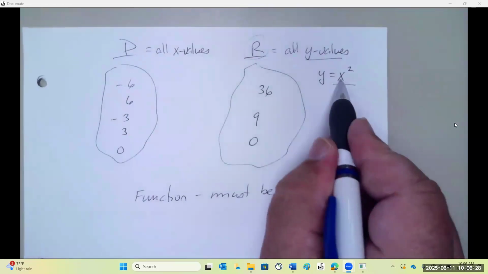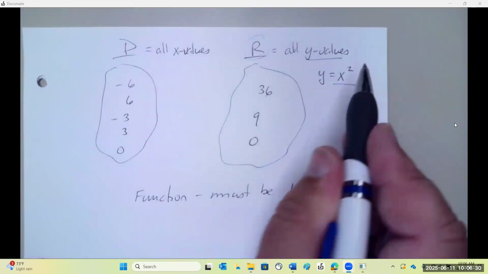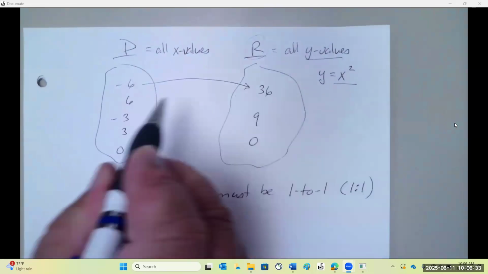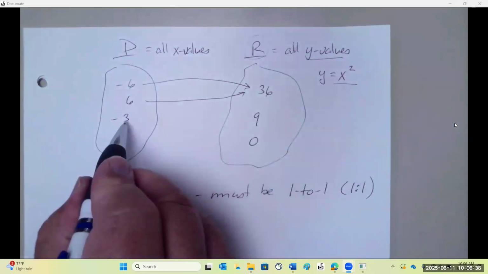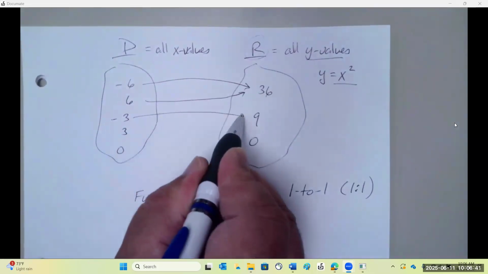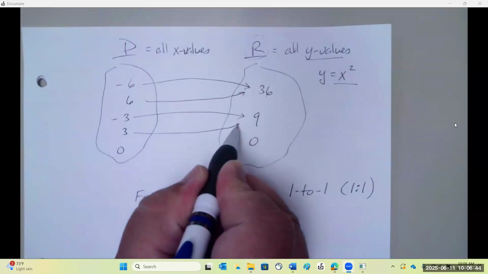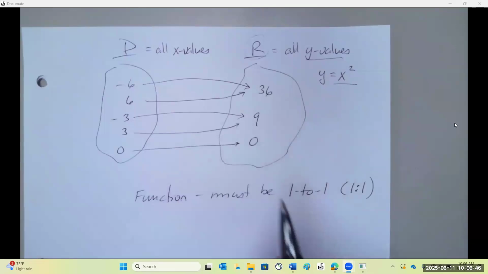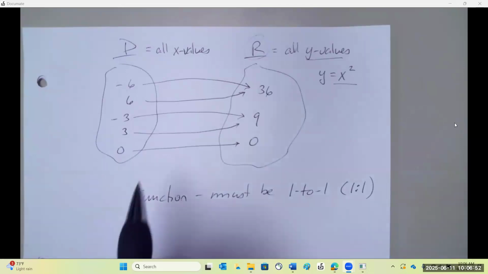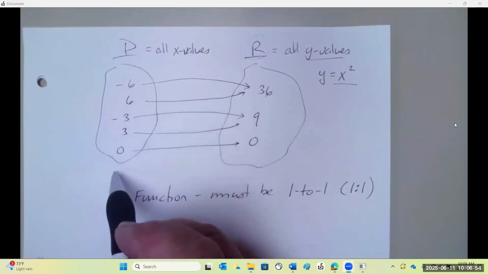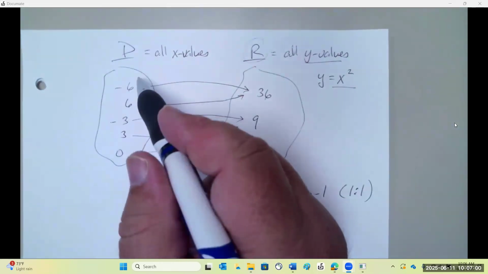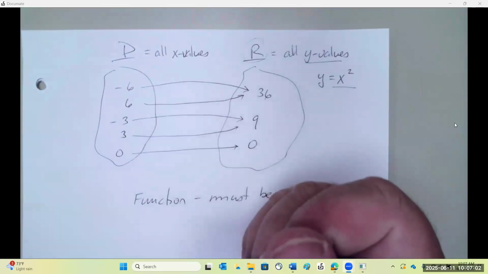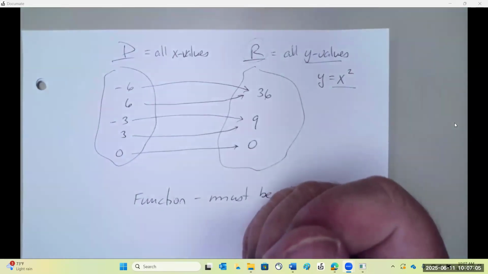-6. -6 squared is what? So that's that. How about 6? How about -3? How about 3? How about 0? Is that 1-to-1? Yes. Because each one of these only has one arrow going out of it. Don't care about this side. Look at this side. If your X value only appears once, then it's a function.